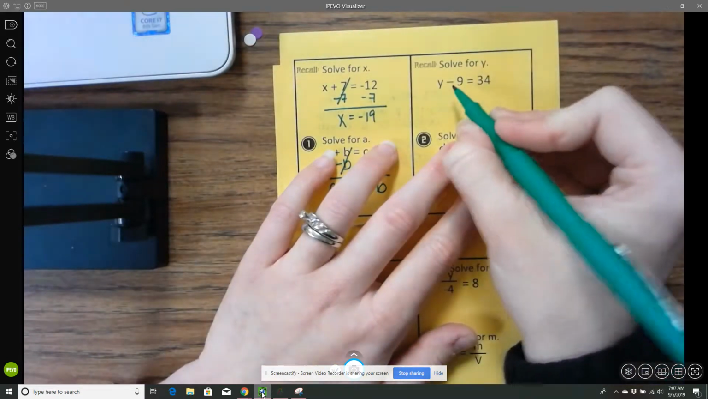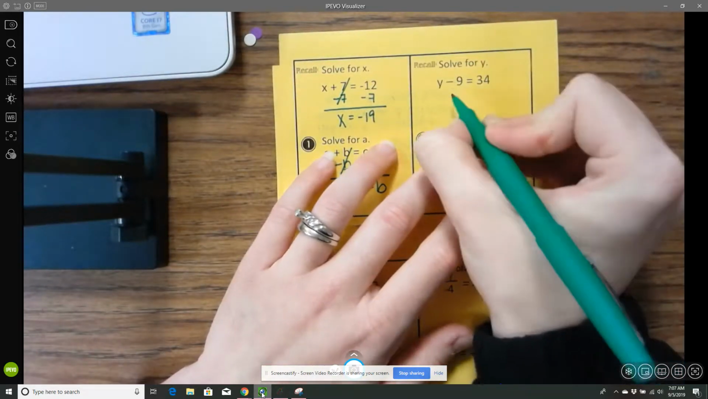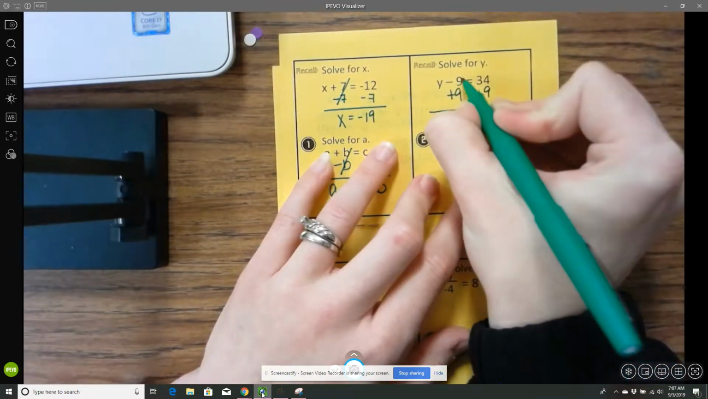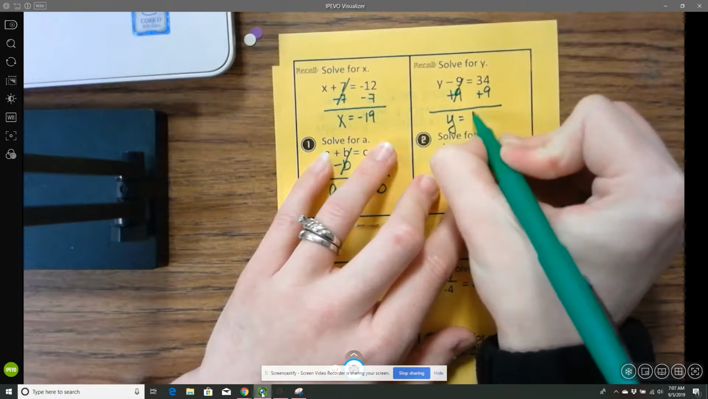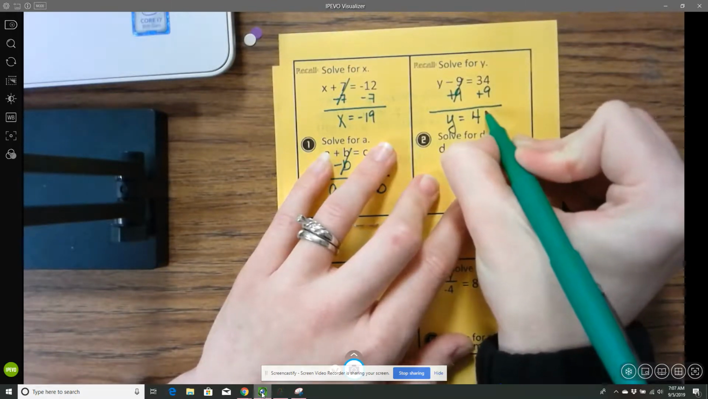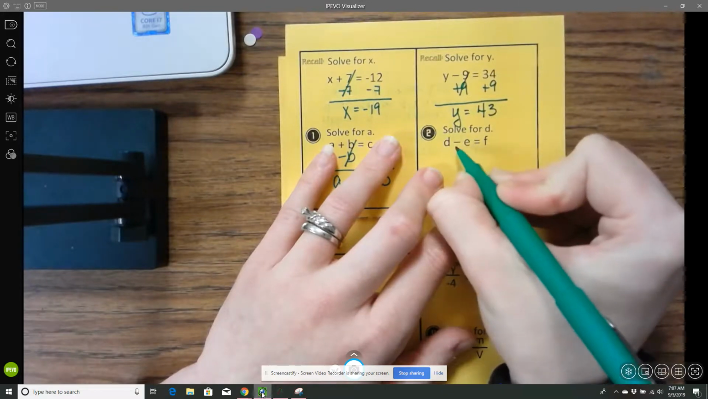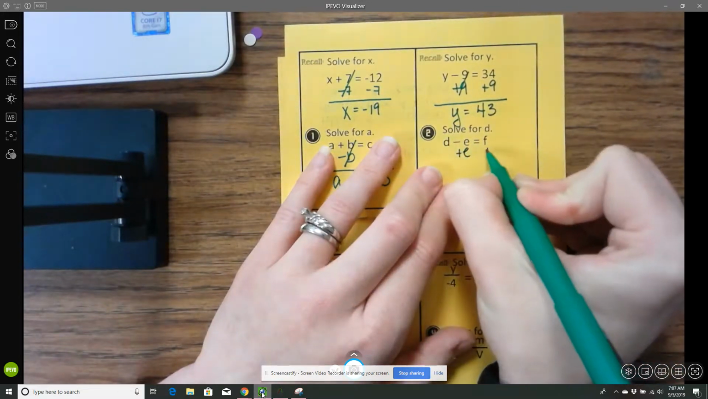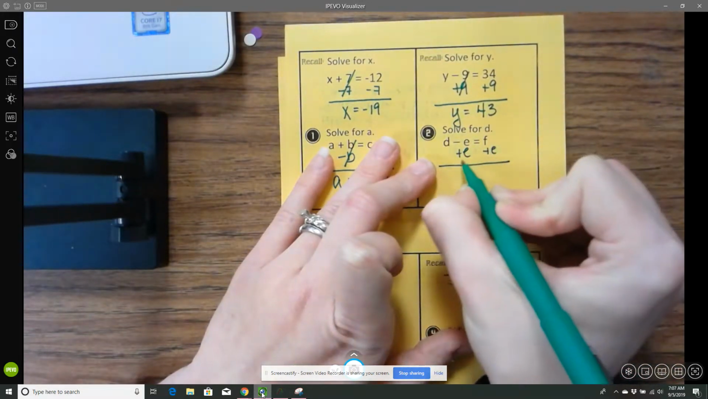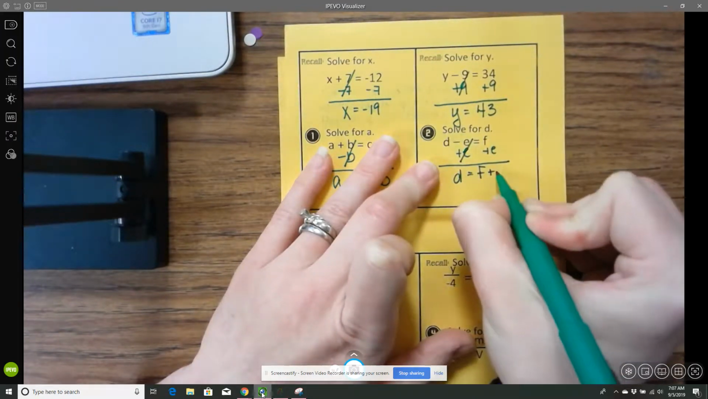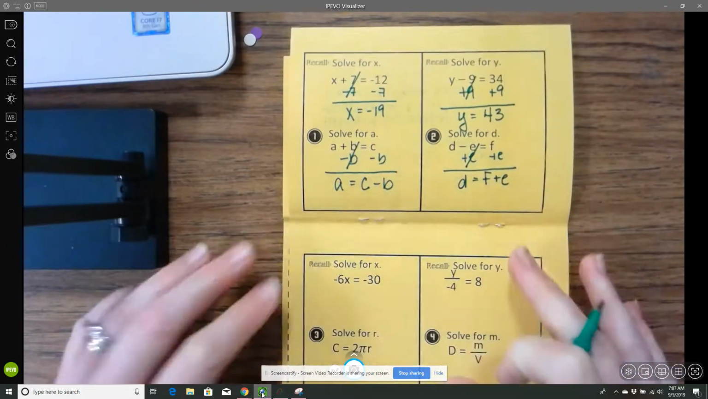So up here we're going to solve for y. So now 9 is being subtracted, so we would add 9 to both sides. So this cancels, and y would equal 43. Then here we're going to solve for d. So the e is being subtracted, so we would add an e to both sides. So these would cancel, and you would have d equals f plus e.